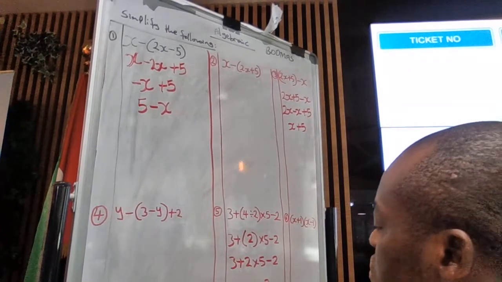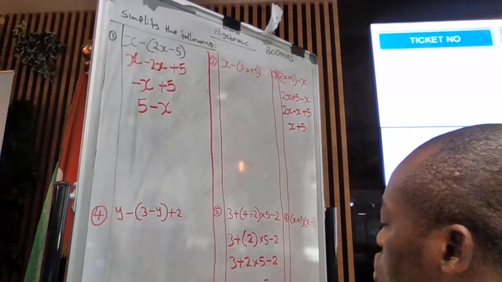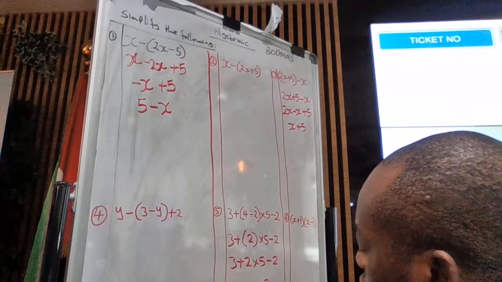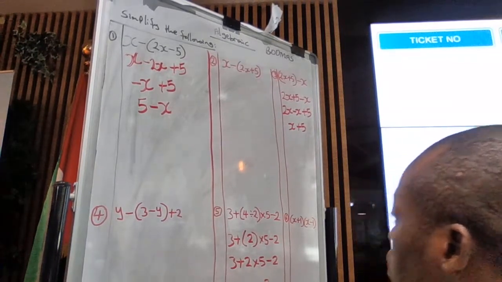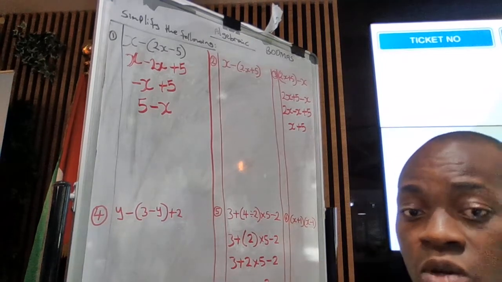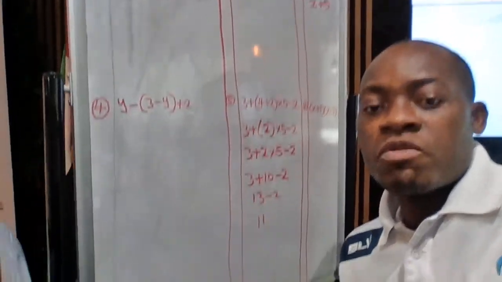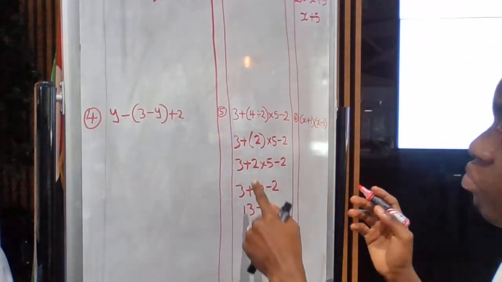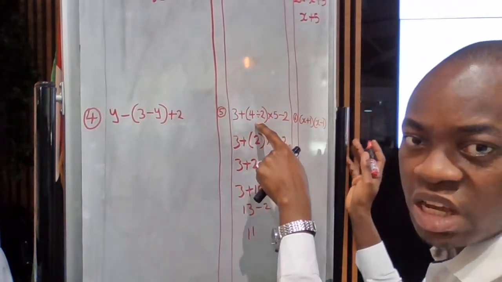Then plus first, that is 13 minus 2. 13 take away 2 will give us what? 11. That is the final answer for the question. That is, solve what is inside the bracket first.